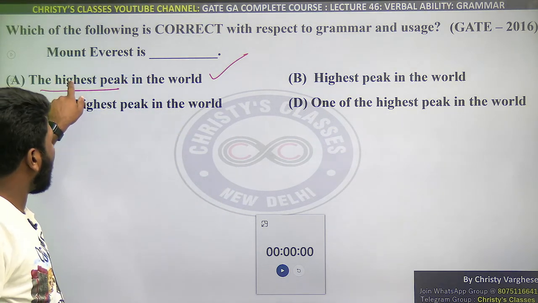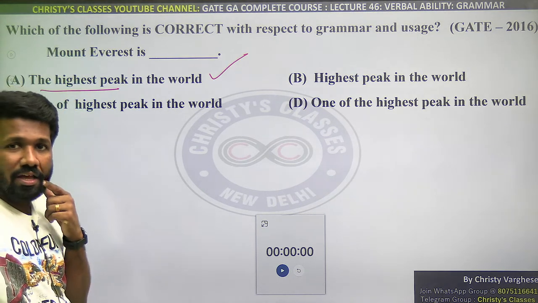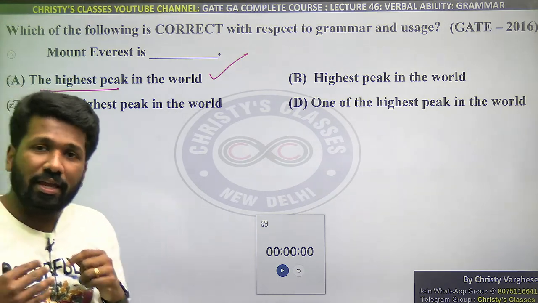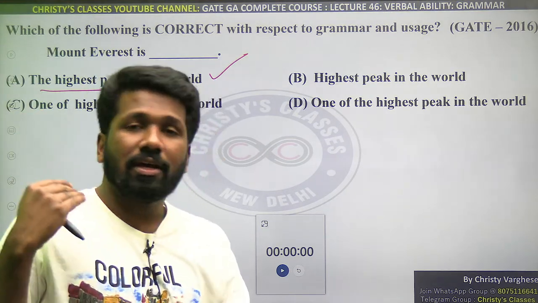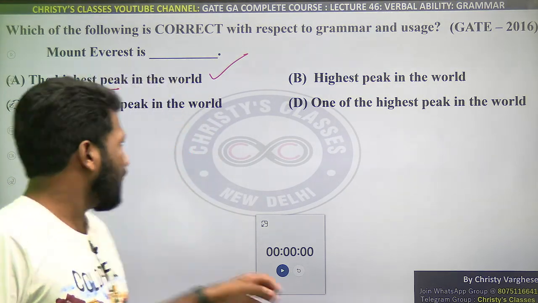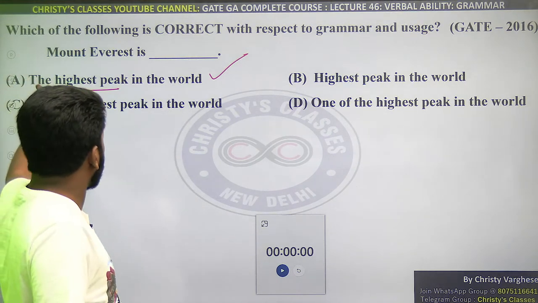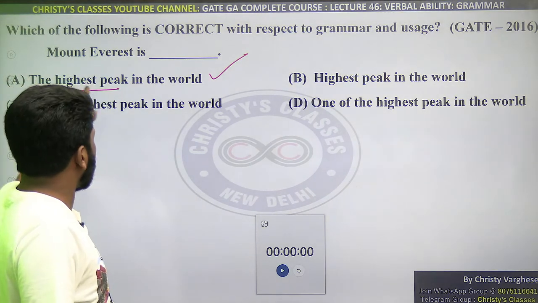The highest. Highest is only one. Na? There can be many higher peaks or tall peaks which are taller in height. But the highest means superlative degree, that should be with the only. The highest peak in the world.